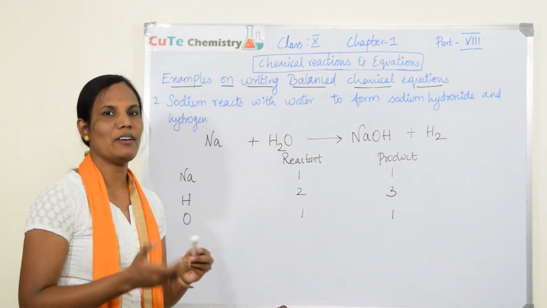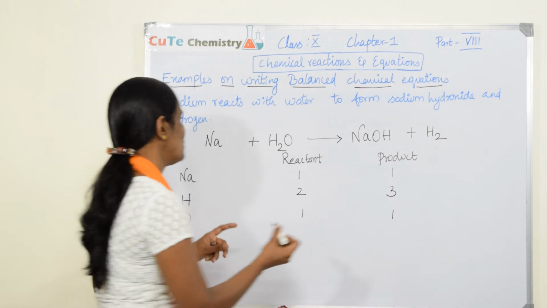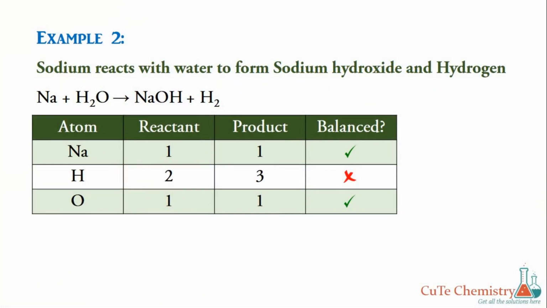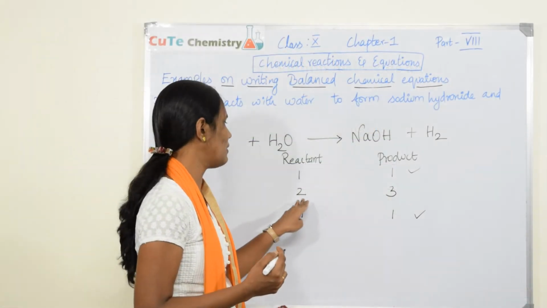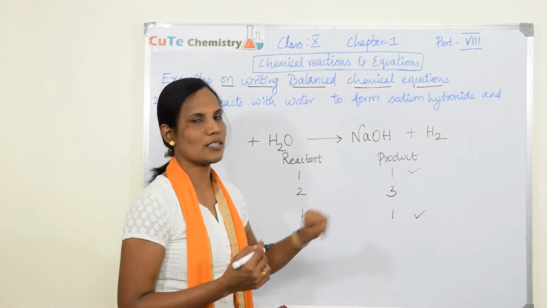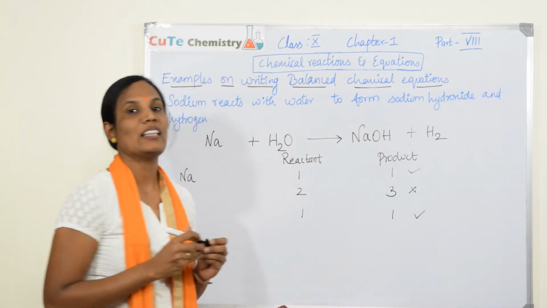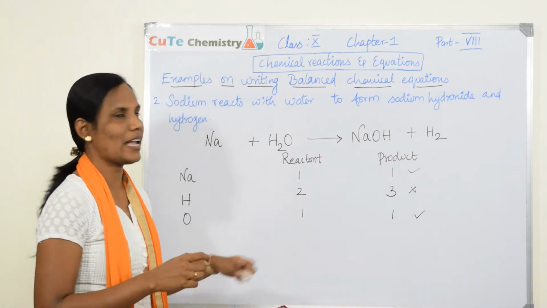Now we have to check where the deficiency is. Sodium is balanced, we have 1 and 1, and oxygen also has one atom on this side, and on the product side we also have only one atom. But hydrogen is not balanced. On the reactant side we have 2 hydrogen, on the product side we have 3 hydrogen, which means it is not balanced. The deficiency is at the reactant side.